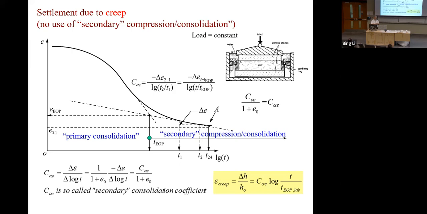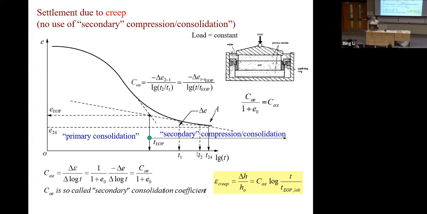I mentioned this oedometer test before. We apply the vertical load, and we have a rigid ring to confine the soil. Soil is here, and we determine the vertical load, then we know the vertical stress, okay? Then we can measure the vertical deformation, displacement, then we can calculate the void ratio. Then under the constant load, the void ratio will decrease with time, okay?